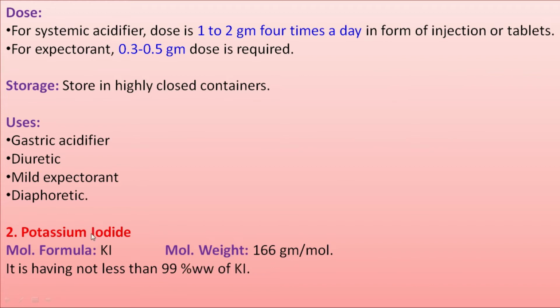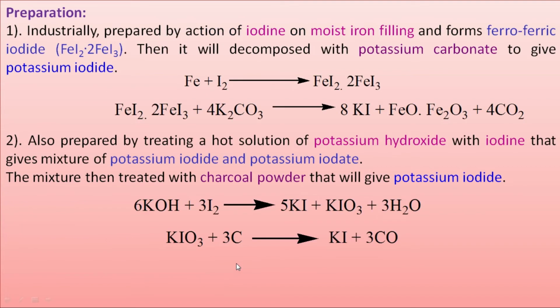Second, the monograph of potassium iodide. Molecular formula KI. Molecular weight 166 gram per mole. Limit: it has not less than 99% weight by weight of potassium iodide. Now preparation. First, industrially it is prepared by the action of iodine on moist iron, so that it will form ferroferric iodide, Fe2, 2FeI3, known as ferroferric iodide.